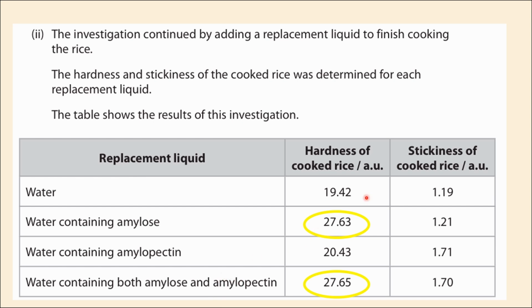And for the stickiness of cooked rice, we can identify 2 key points. The water containing amylopectin and the water containing both components contribute to the stickiness of the rice. So to summarize, the hardness of the cooked rice is determined by the presence of amylose, while the stickiness is influenced by the amylopectin. Now let's address the question.